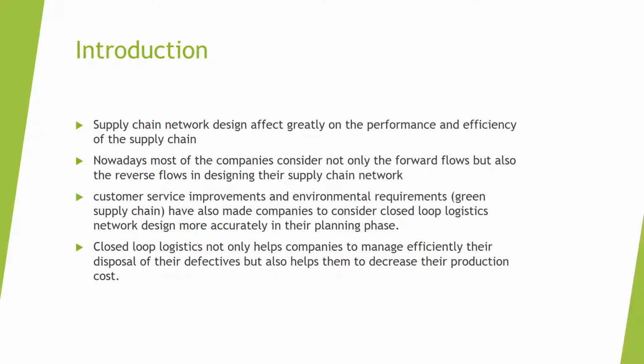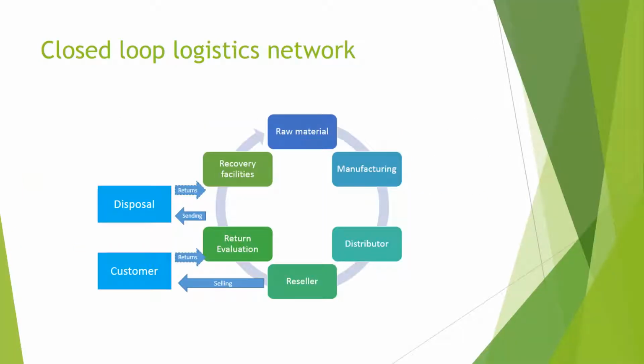There are a lot of reasons, but some of the most important are that customer service improvement and environmental requirements have made companies consider closed-loop logistic network design more carefully in their planning phase. Moreover, closed-loop logistics not only helps companies efficiently manage the disposal of their defective products, but also helps them decrease their production costs. Here is the picture of the closed loop supply chain network design.